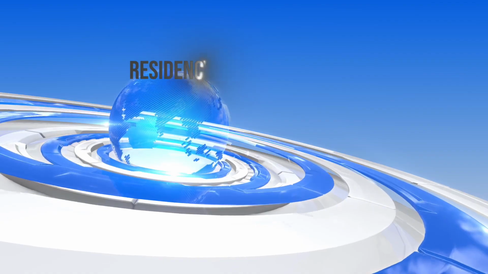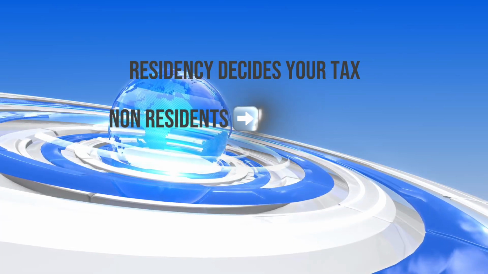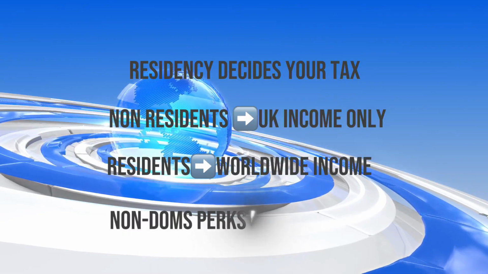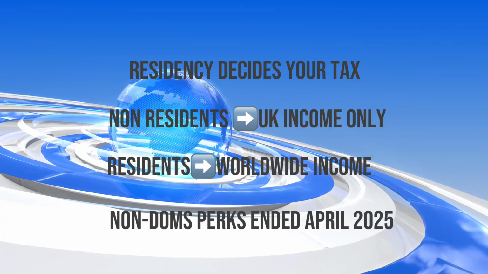So, here is the bottom line. Your residency status is the key to knowing if you pay UK tax on foreign income. Non-residents are only taxed on UK income. Residents are usually taxed on worldwide income. Non-doms had special tax breaks, but from April 2025, those breaks are disappearing. Don't leave money on the table or get caught out by HMRC penalties. Always check your residency status and, if needed, get professional tax advice.